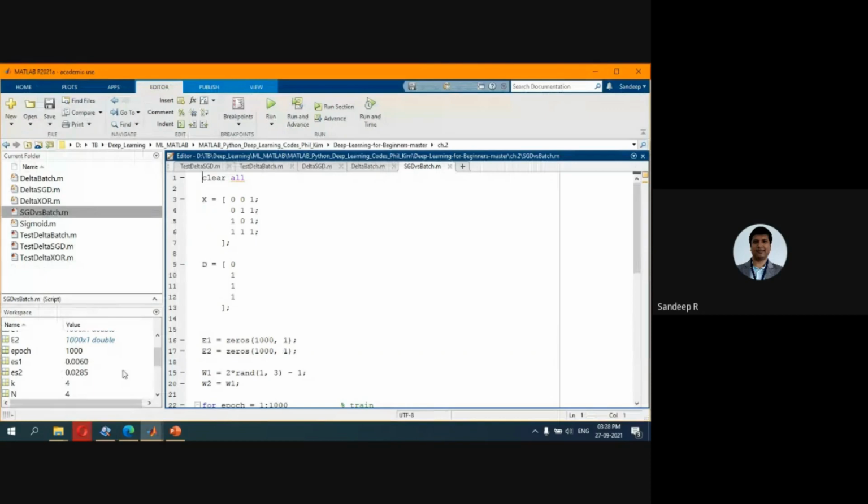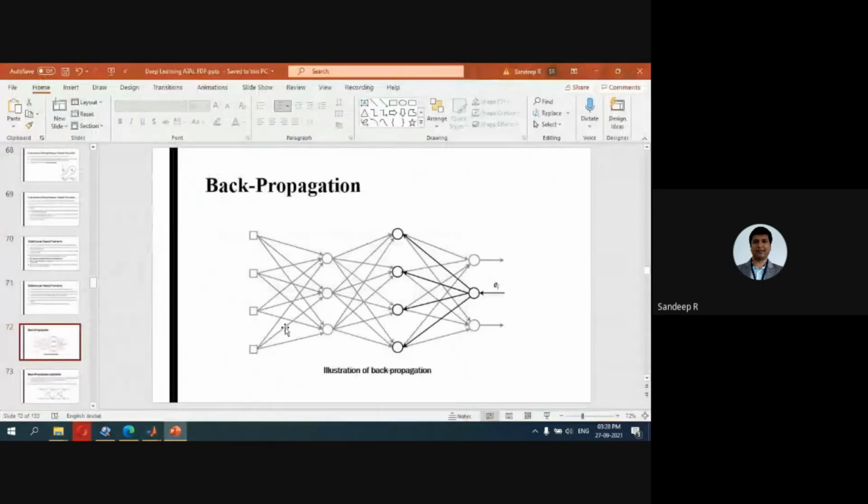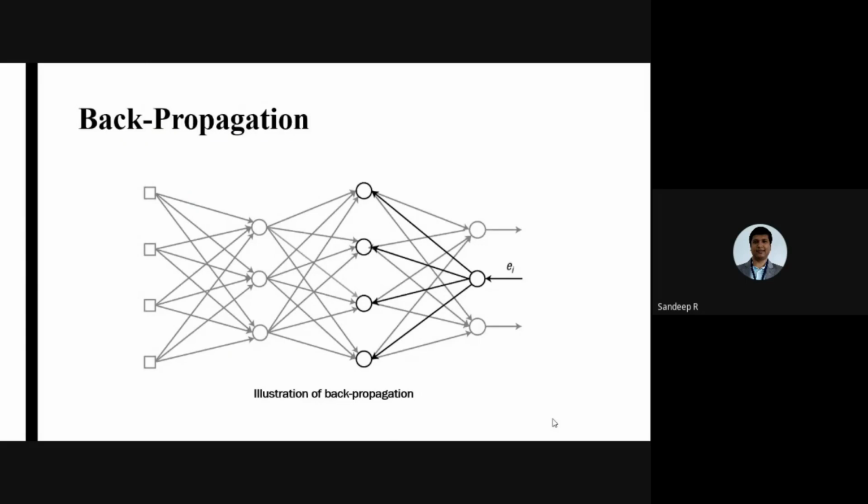But the problem was that in the multi-layer neural network, the error is not defined in the hidden layers. We don't know what the error in the hidden layer is, and that problem was solved by the back propagation algorithm, wherein a specific method was given for how to calculate the error for the hidden layers.